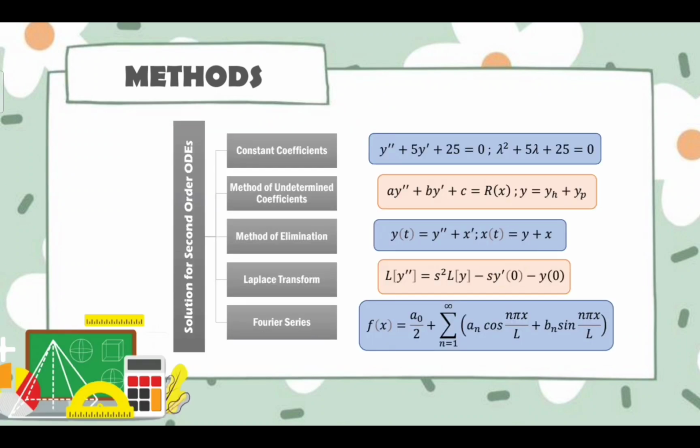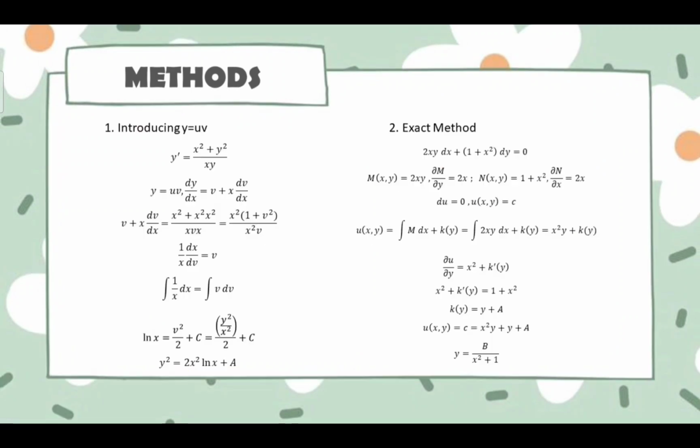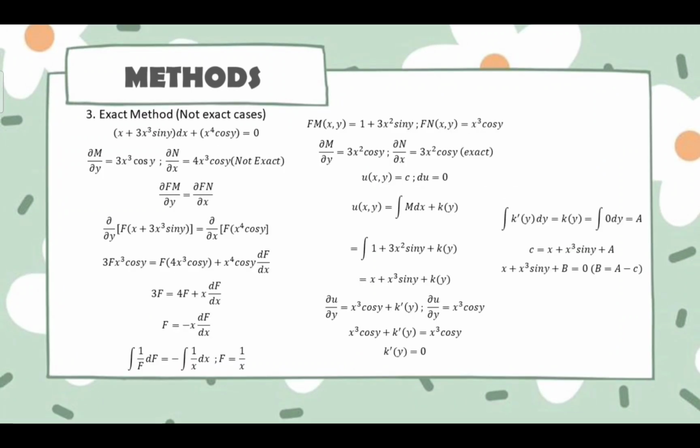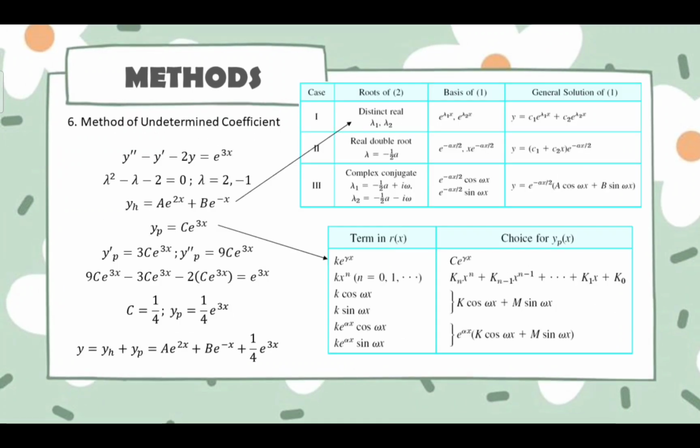For second order ODEs, constant coefficients are used when we have a second order homogeneous linear ODE. The method of undetermined coefficients is used when the ODE is second order non-homogeneous linear. Then, the method of elimination, Laplace transform, and Fourier series are used to solve second order ODEs as well. These are the examples of solving ODEs using different methods. Please take a pause to read.